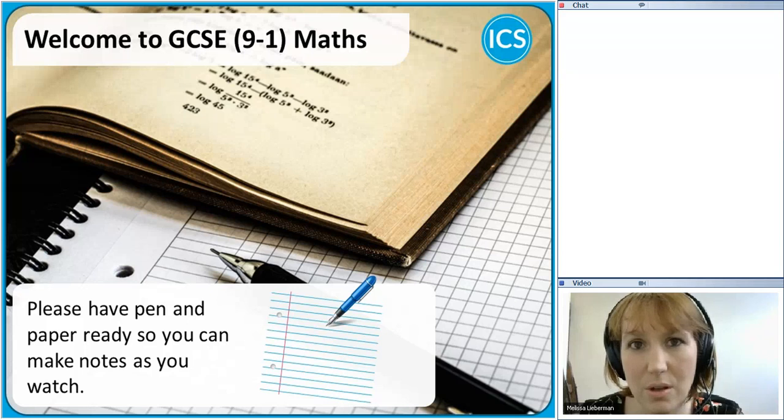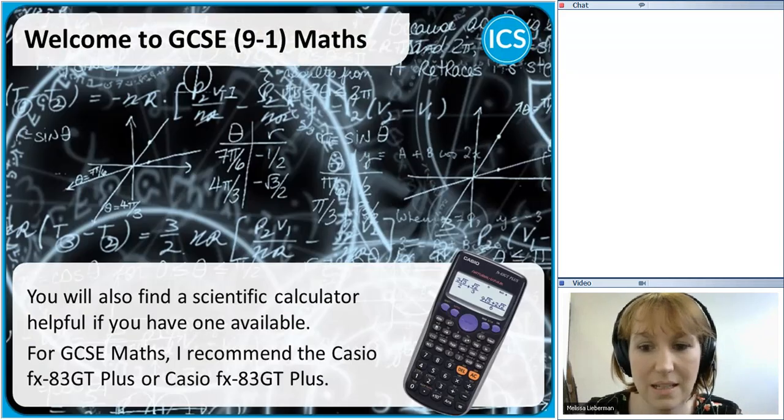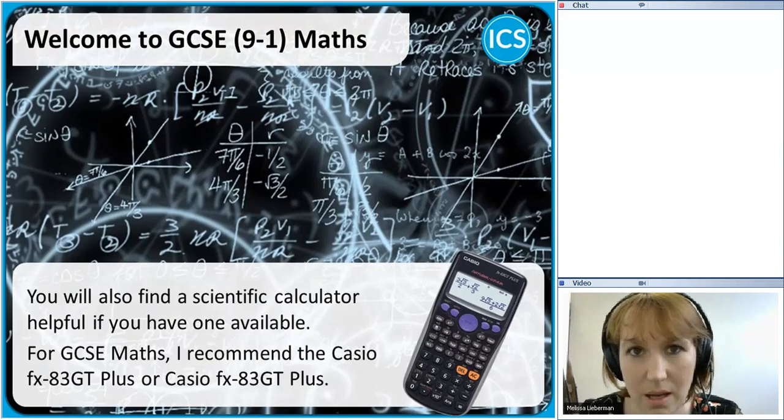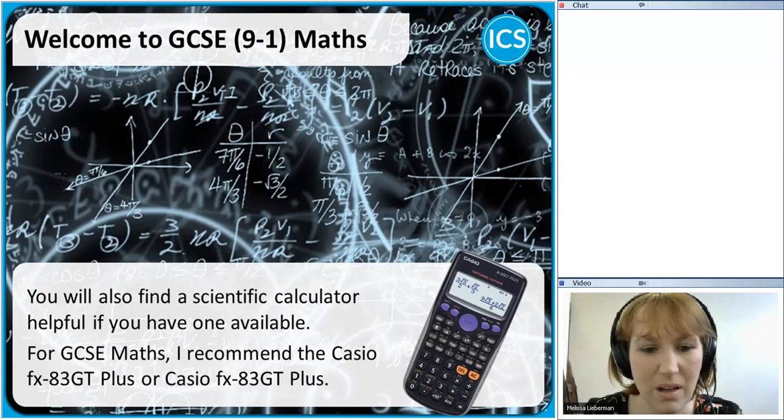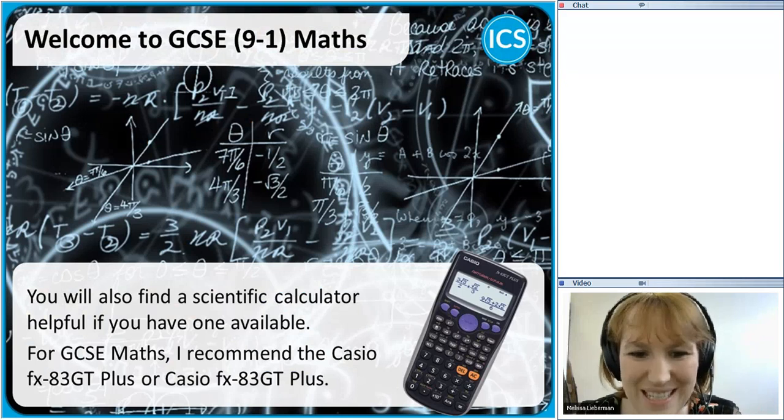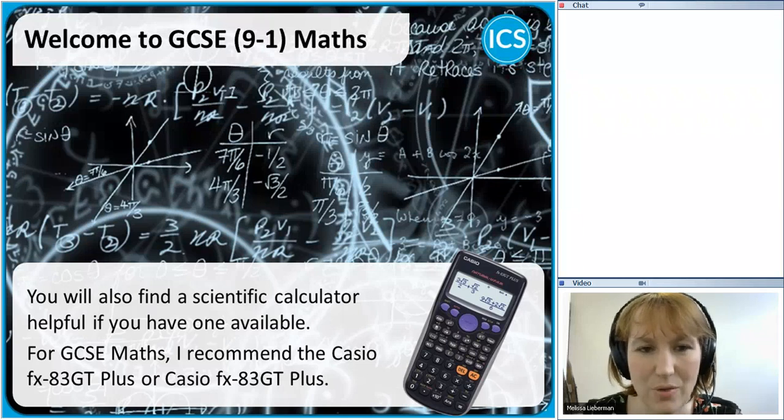understood the ideas introduced. I will refer to the calculator from time to time, and the one that I recommend, I think I've mentioned this previously, should be either the FX83 GT Plus or the FX85 GT Plus. One is solar and one is just a battery operated one. So either of those, let me just change that.